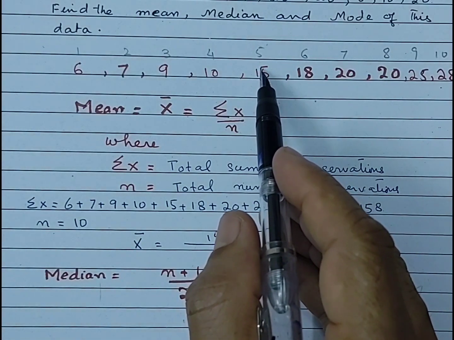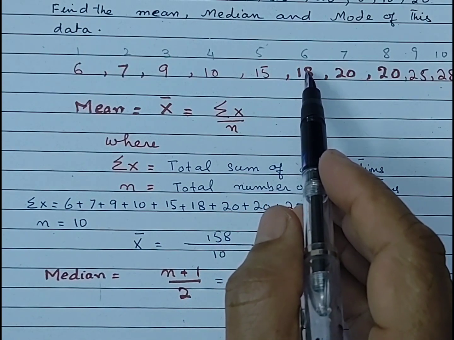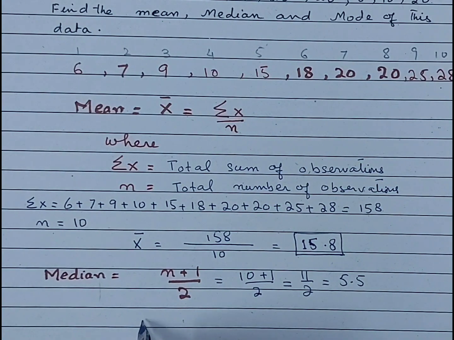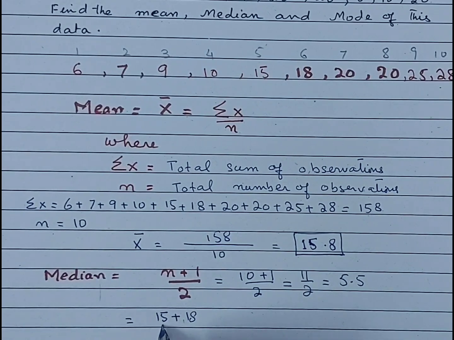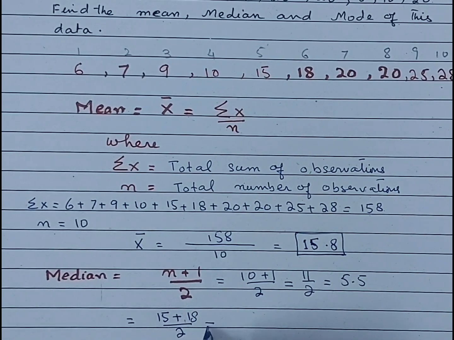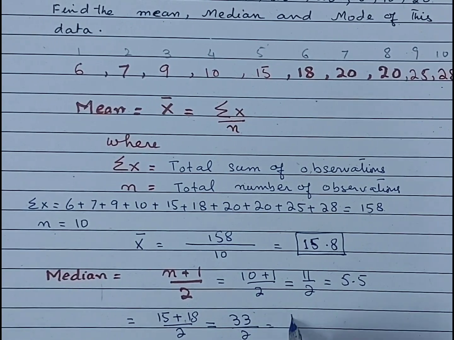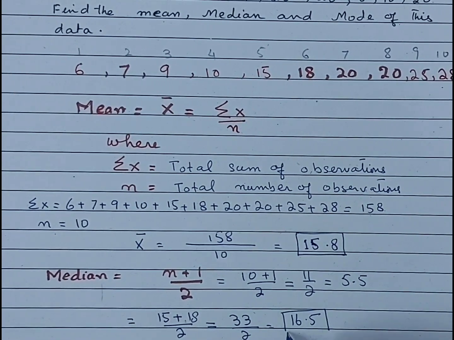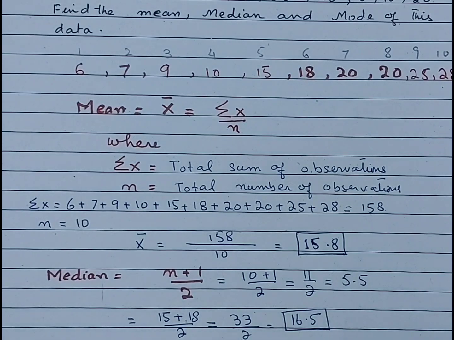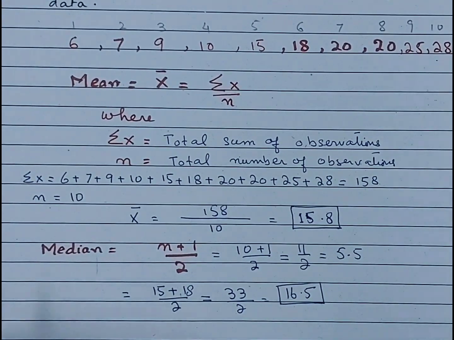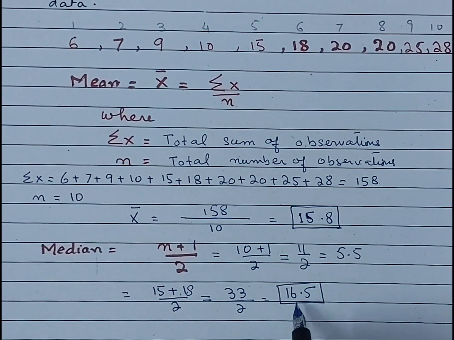So 15 is the fifth observation and 18 is the sixth observation. I will write the observations for the median: the fifth observation is 15 and the sixth observation is 18. I will sum those two and divide by 2, which becomes 16.5. So 16.5 is the median for this data. It is very easy to find the median for any statistical data, and for my data it is 16.5.